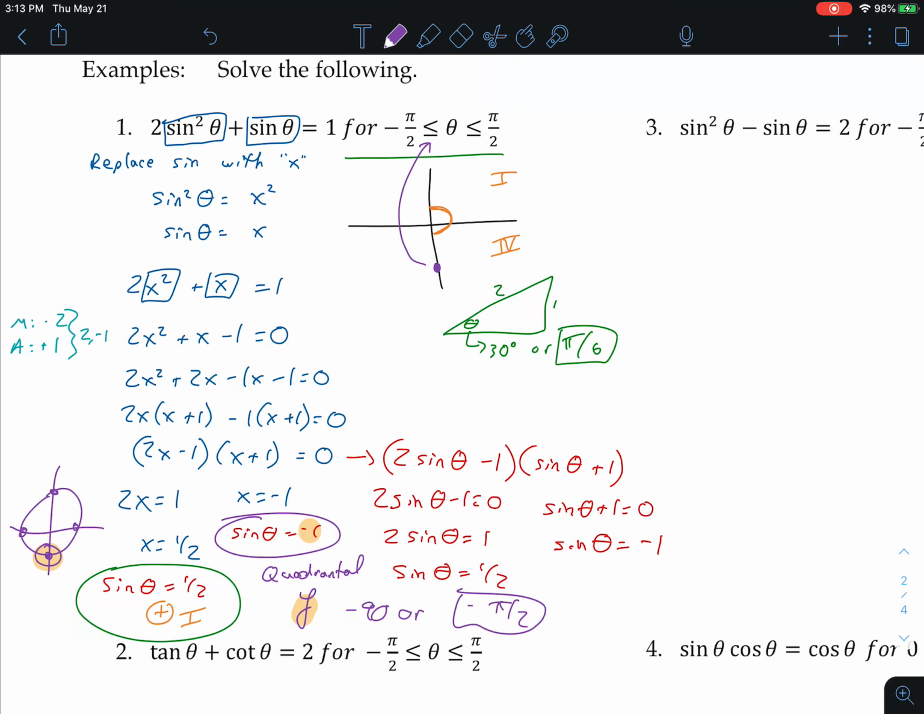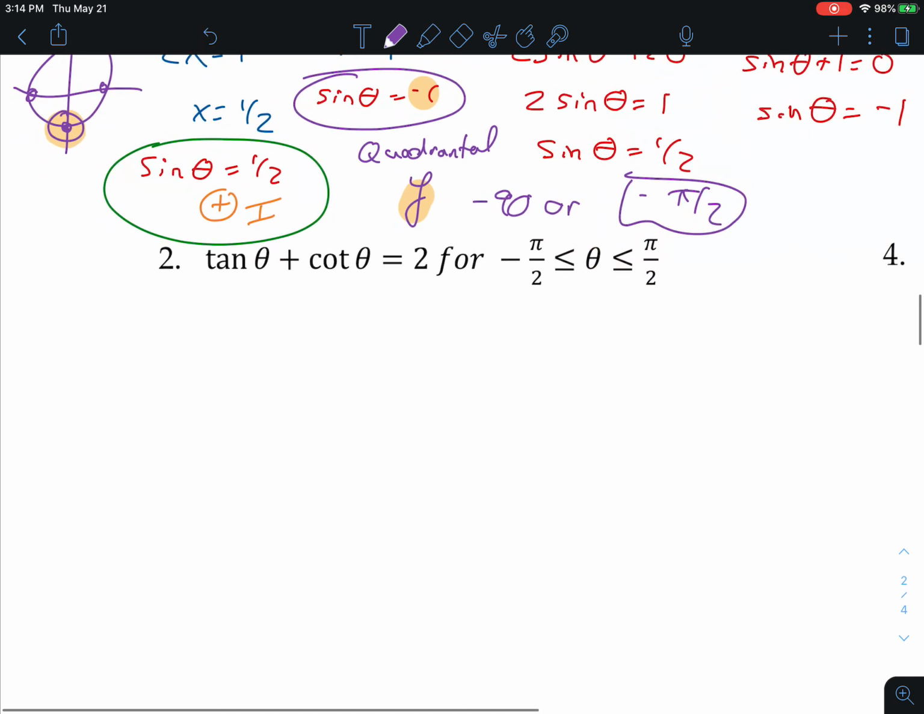So we have two answers here, pi/6 and -pi/2, or -90 and 30. Those are our two answers here. Okay? So it's exactly like solving a quadratic equation, except we have to do at the end what we had done above twice. Okay. So let's look at the next one.